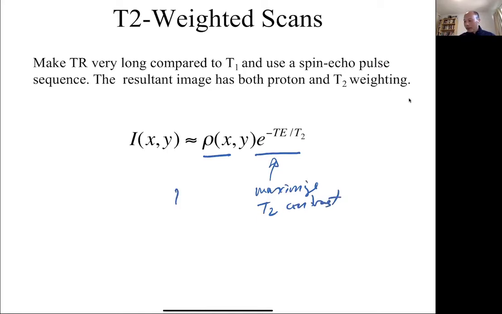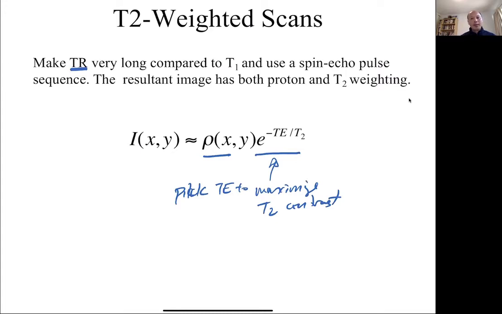Okay, so we're going to pick a TE to maximize T2 contrast. All right. So we've gotten rid of the TR, we've gotten rid of the T1 because we've made the TR very long. Okay. So the question is, how long should you make the TR?